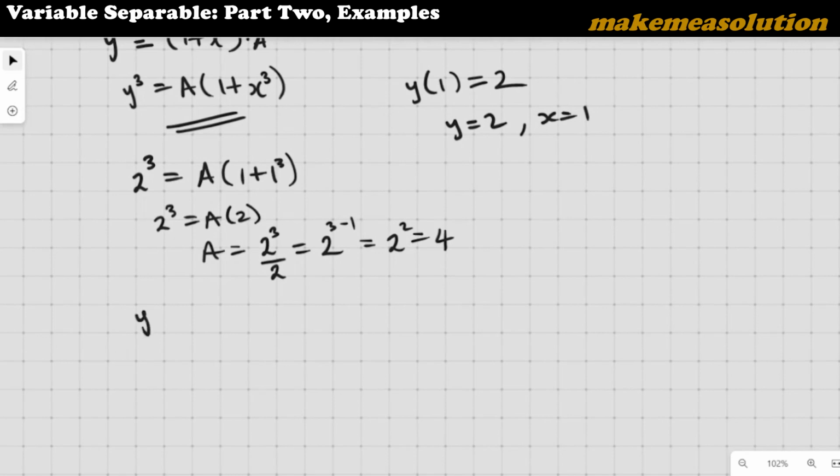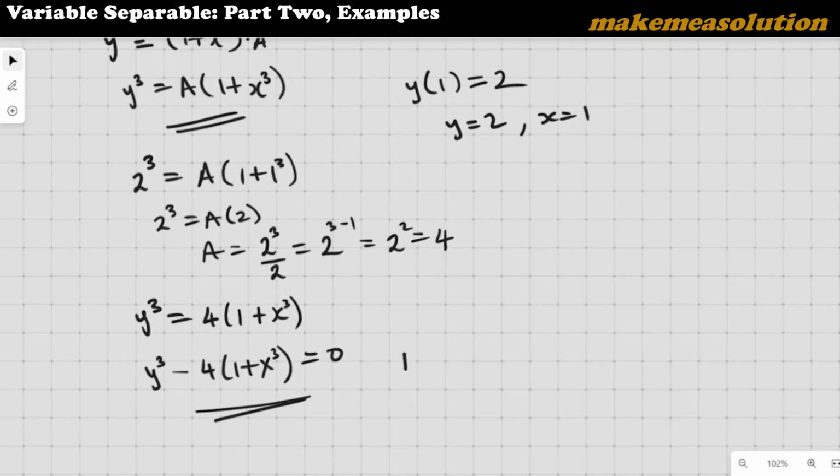So y cube is equal to what? 4. Sorry about that. 4 of 1 plus x cube. Or someone can say y cube minus 4 into 1 plus x cube is equal to 0. So this is your particular solution, and this is your general solution.